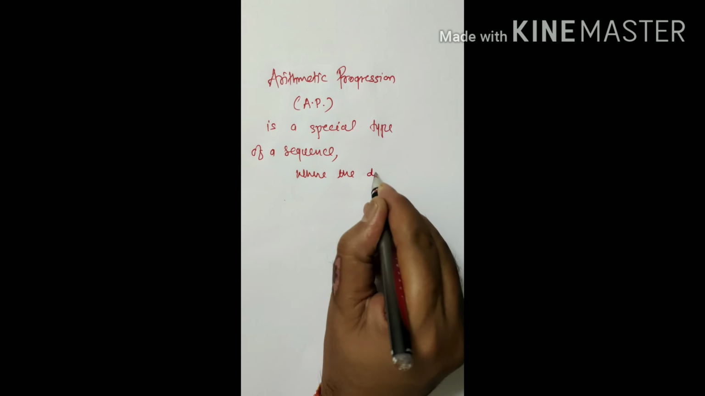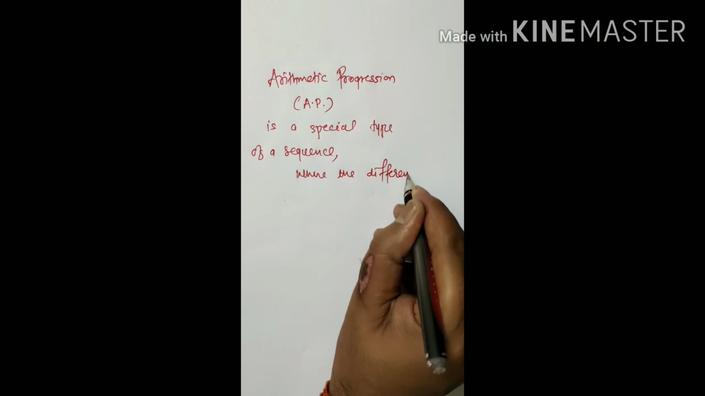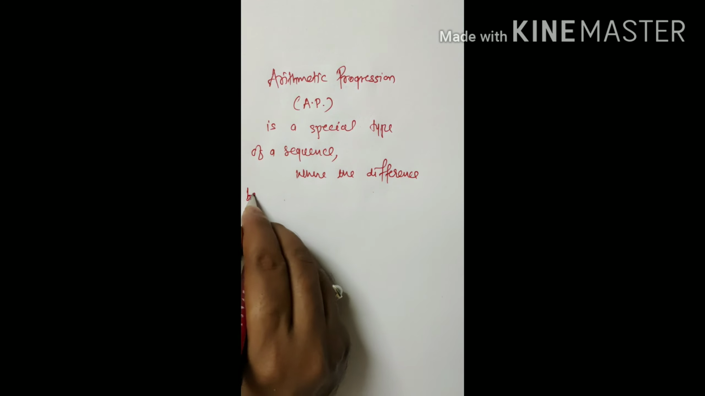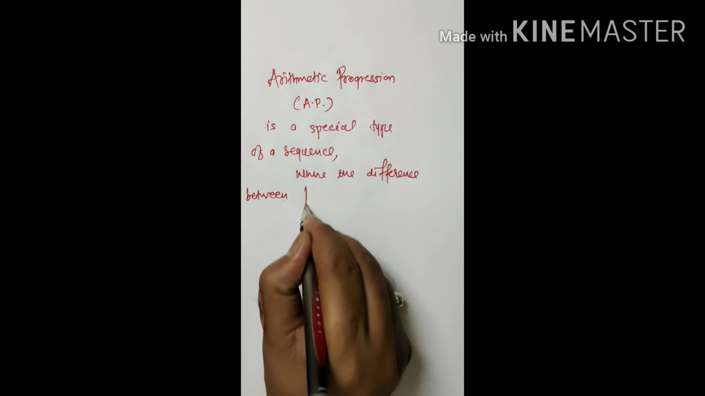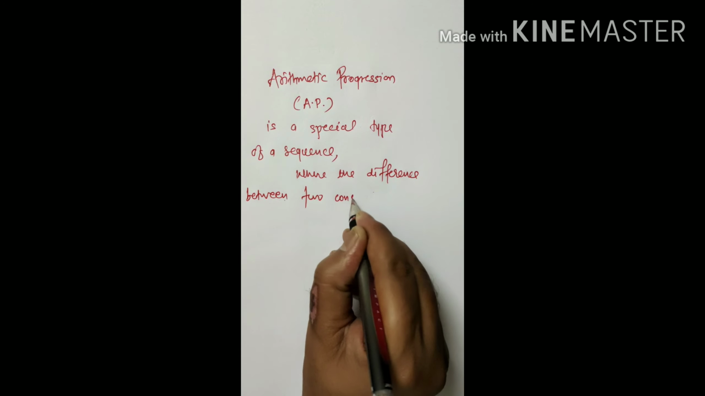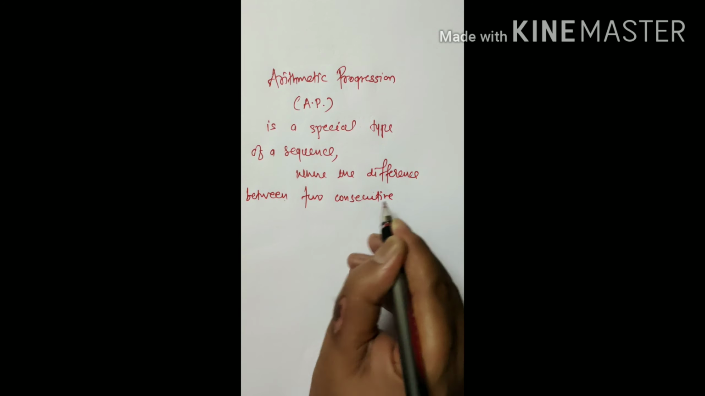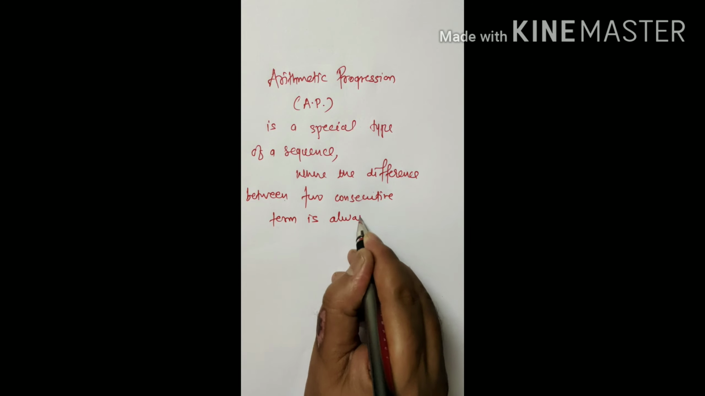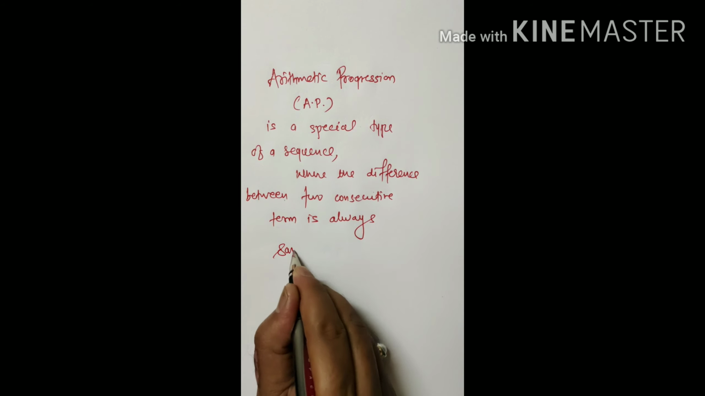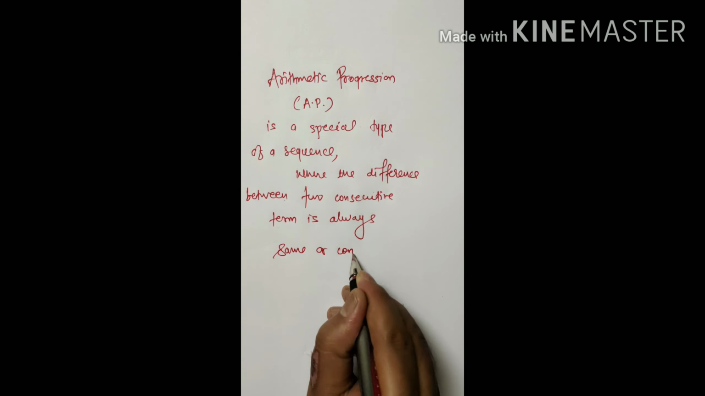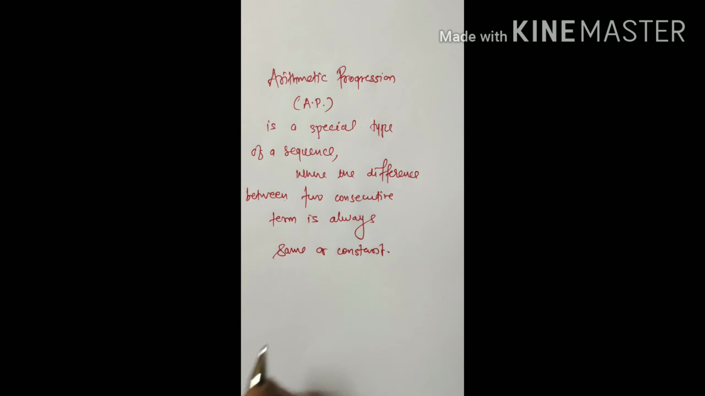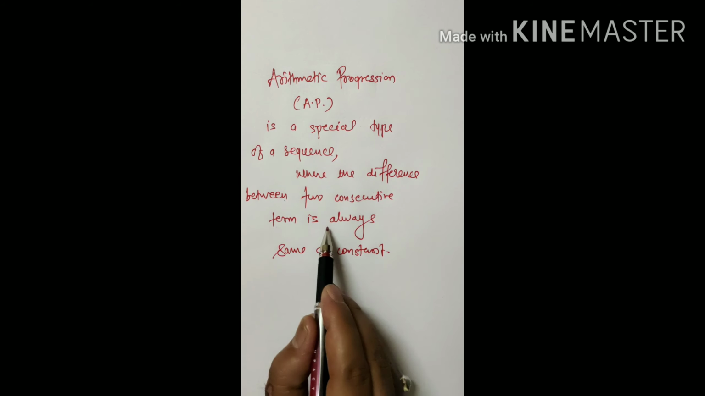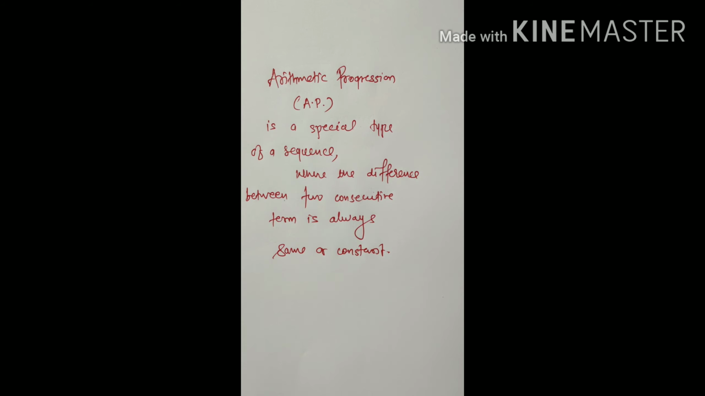the difference between two consecutive terms is always the same or constant. Okay, student. So the difference between two consecutive terms is always the same or constant.